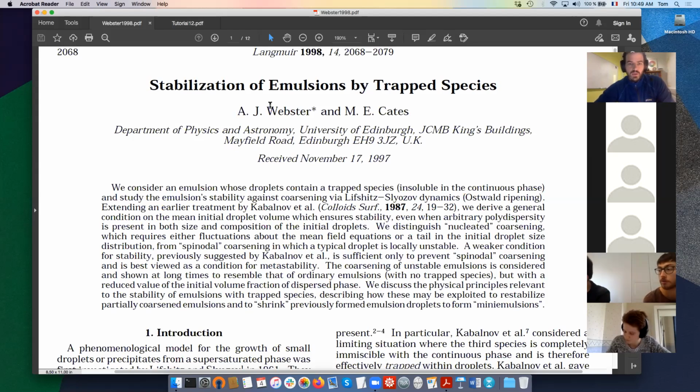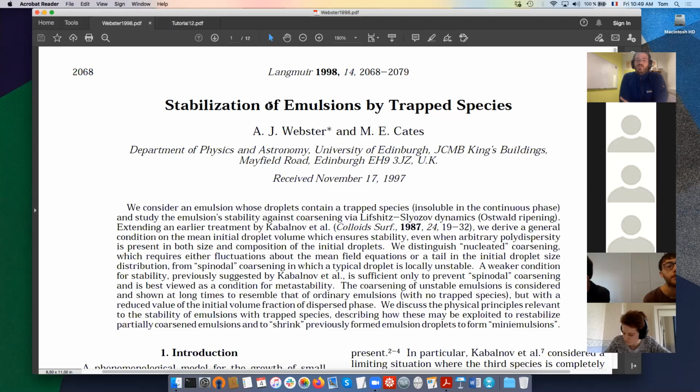And then today we are talking about an article by Webster and Cates. It's about chemical potentials and emulsions. In particular, here they want to consider the importance of trapped species within emulsions. You know, an emulsion is a collection of, let's say, oil droplets in water, for instance, or a certain fluid in another one. There are surfactants that can stabilize those emulsions, but you can also put some colloids or any particles inside the droplets to stabilize them further. We would like to understand that.